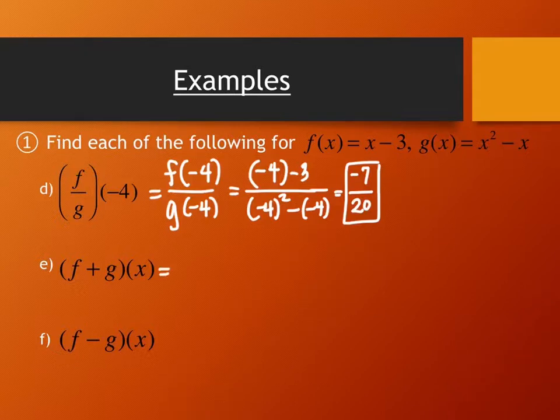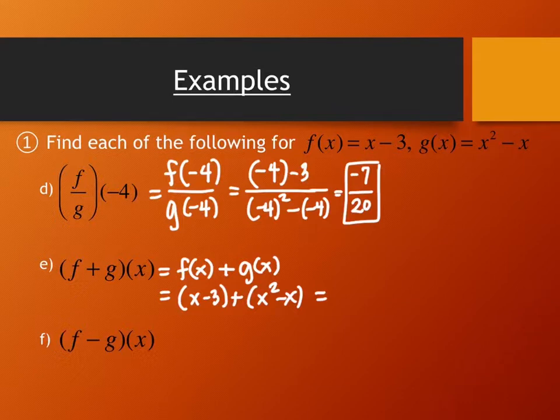So notationally, this means the same thing it did before. I'm adding the functions together. I just don't have to worry about plugging in x. It's f of x plus g of x, and that's all it is. So what is f of x? It's x minus 3. And what is g of x? X squared minus x. And all I have to do is combine like terms. Okay, so what do you get if you combine these terms that are alike? X squared, and then what?